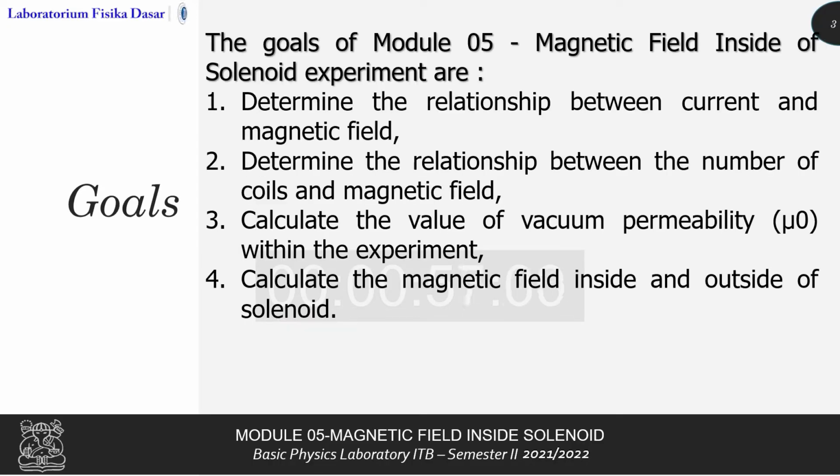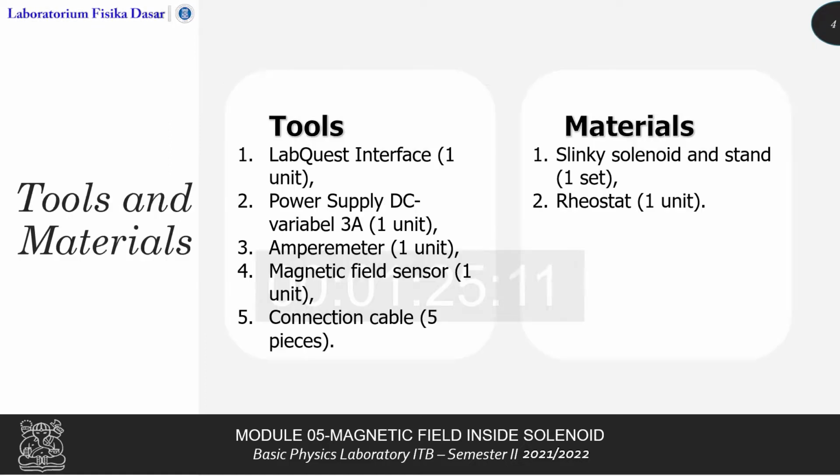The goals for Module 5, magnetic field inside a solenoid, are four. The first one is to determine the relationship between current and magnetic field, followed by determining the relationship between the number of coils and magnetic field, and then to calculate the value of the vacuum permeability constant, mu0, within the experiments, and last but not least, to calculate the magnetic field inside and outside of the solenoid.